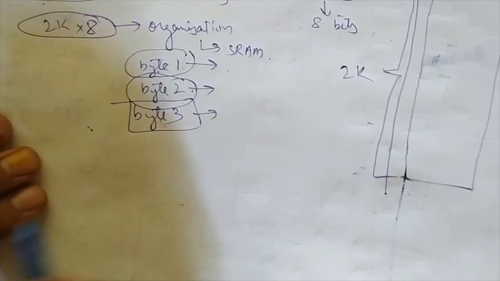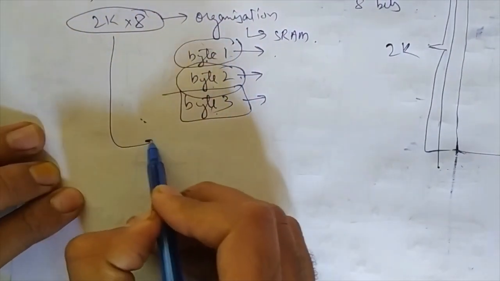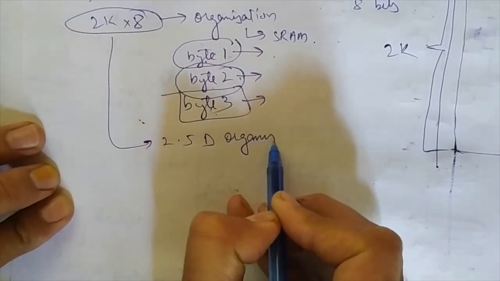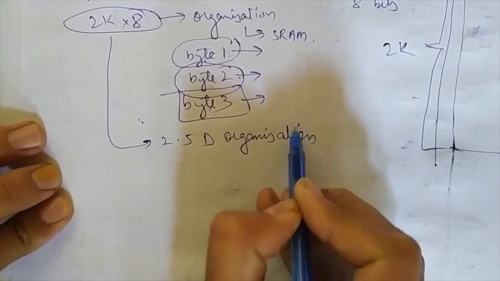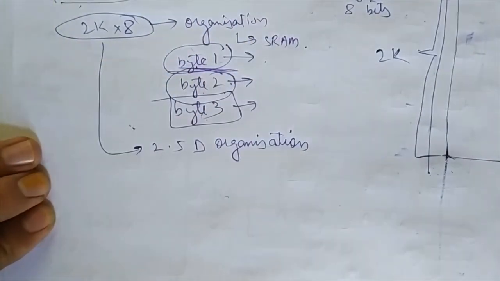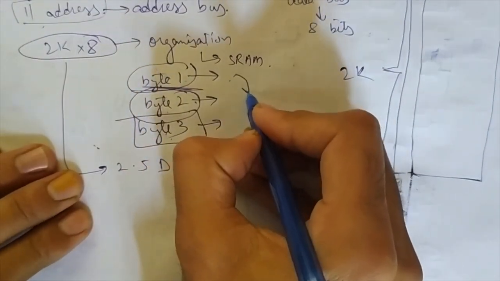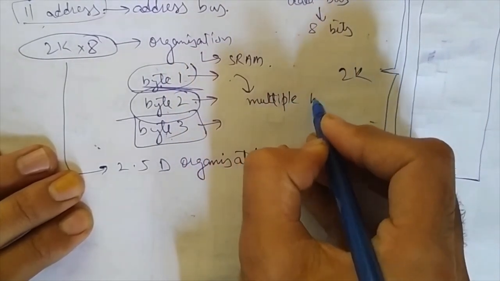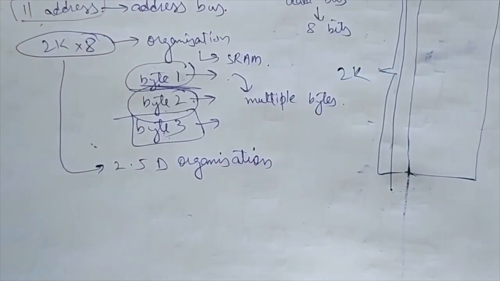Okay. So there came another organization, which we also called 2.5D organization, where instead of reading one byte at a time, we are reading multiple bytes at a time. In the previous organization, we were reading one byte at a time.